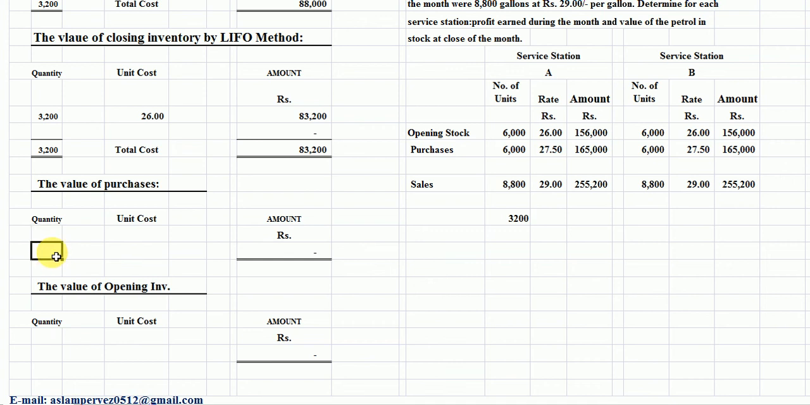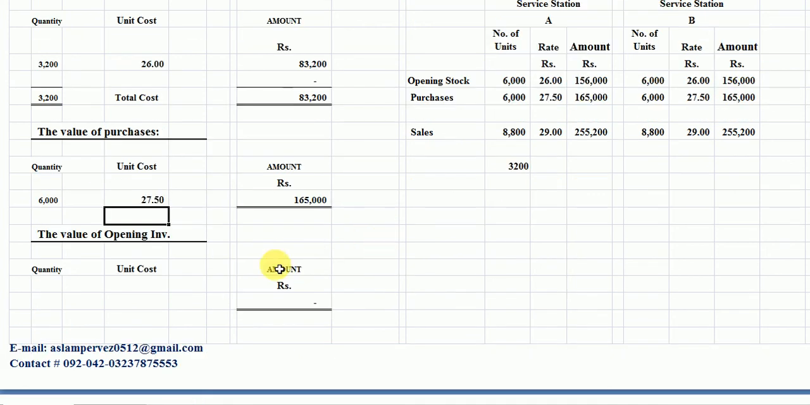6,000 gallons is purchased. The rate is 27.50 here. Students, this is the purchase amount which is purchased during the month, 1,65,000 rupees. Now students, the value of opening stock is showing in front of you, but we have to write here in this column 6,000 gallons. The rate is 26. The value is 1,56,000 rupees as the opening stock value here.